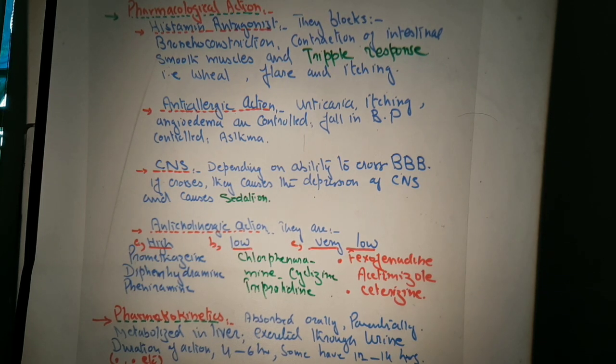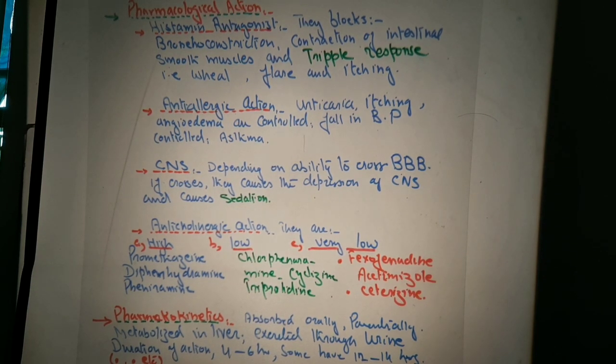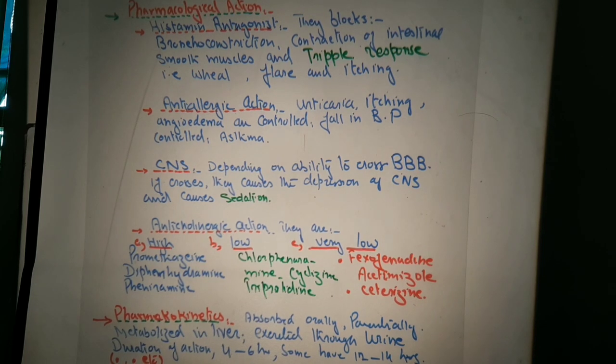Now again, anti-allergic action. Urticaria, you know that it is the allergic condition which arises on the skin. That is, there is eruption of the skin, there is itching, there is pain, and if it is not corrected or not treated, that may cause bleeding. Then angioedema means there is accumulation of fluid in the lungs and the heart, and fall in the blood pressure. That is due to the vasodilatation, there is fall in the blood pressure, controlled asthma.